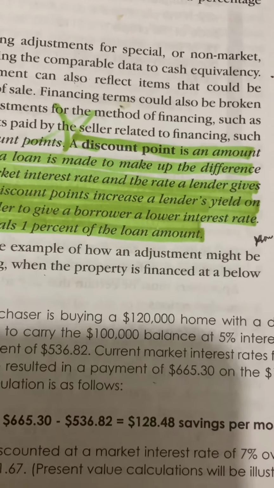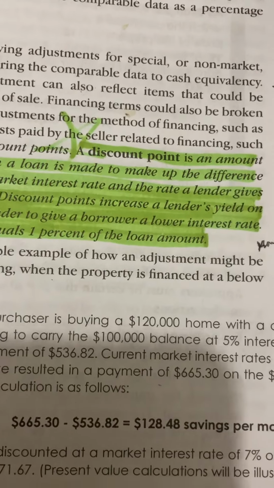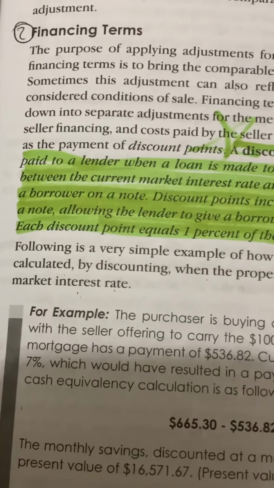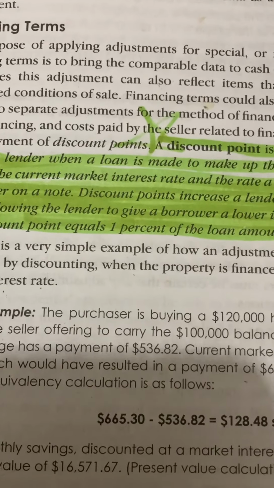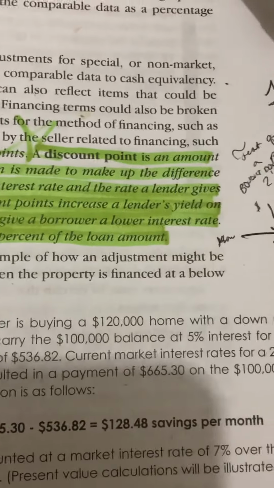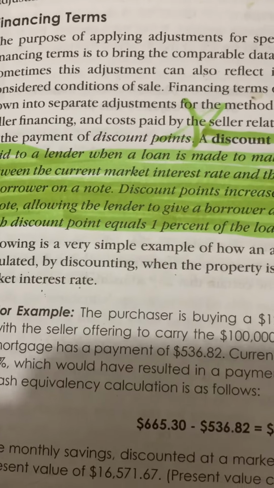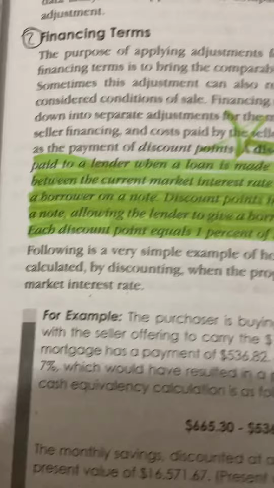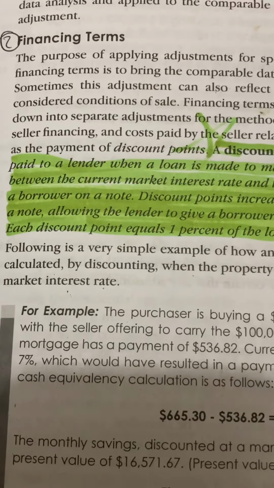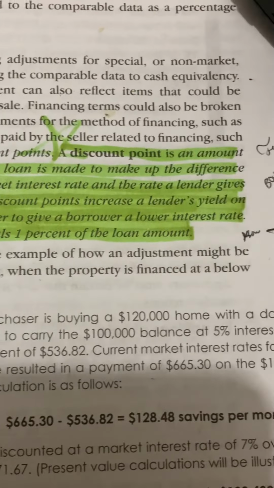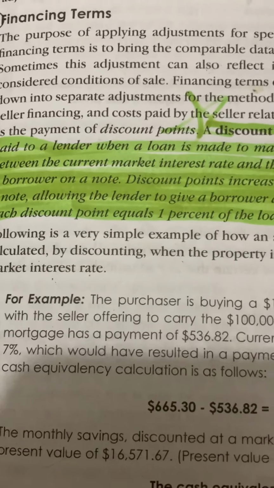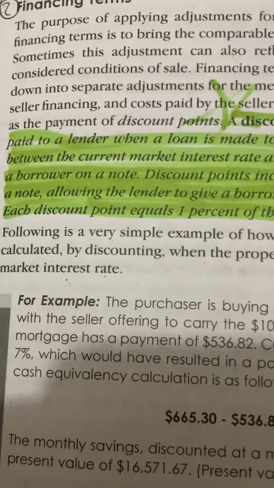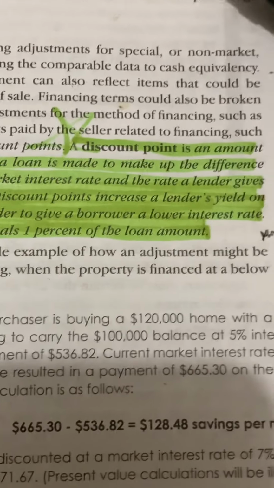Discount points definition was highlighted in this section. So remember, a discount point is an amount paid to a lender when a loan is made to make up the difference between the current market interest rate and the rate a lender gives a borrower on a note. Discount points increase a lender's yield on a note, allowing the lender to give a borrower a lower interest rate. Each discount point equals 1% of the loan amount.